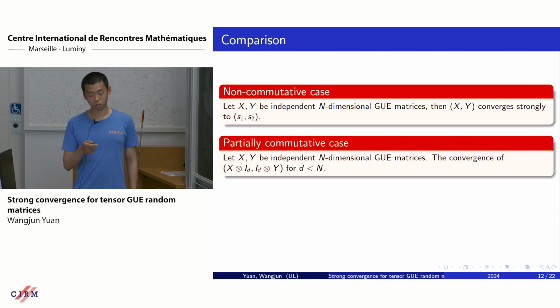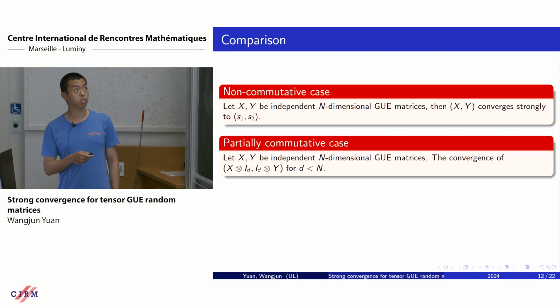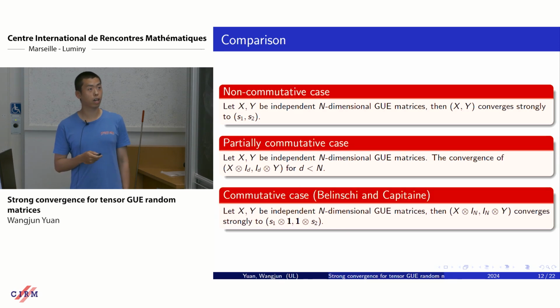Another case in the literature is sometimes referred to as the partially commuting case. Suppose we have two independent n-dimensional GUEs, X and Y, and we consider the convergence of X tensor the identity of dimension D, and the identity of dimension D tensor Y, for D smaller than N. This case has been explored by a lot of mathematicians.